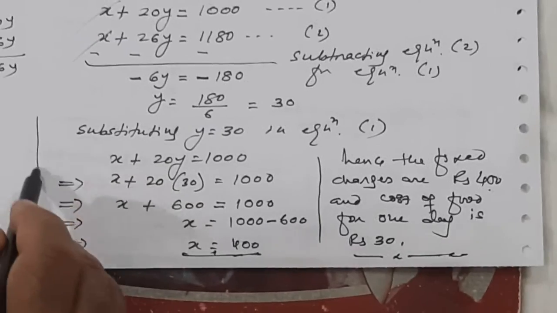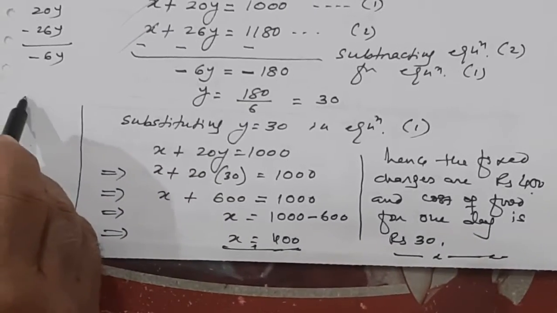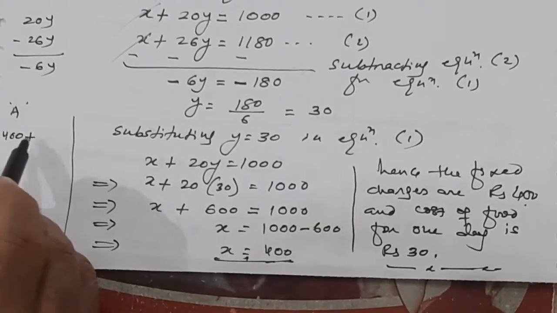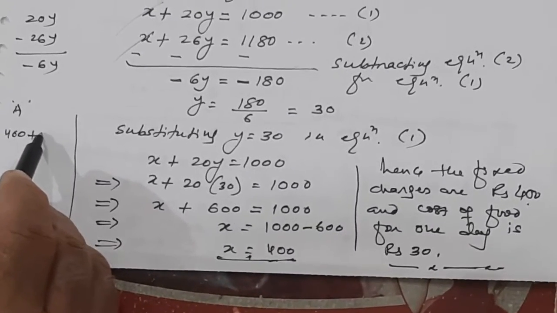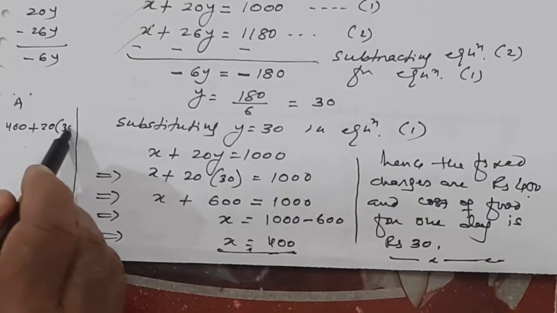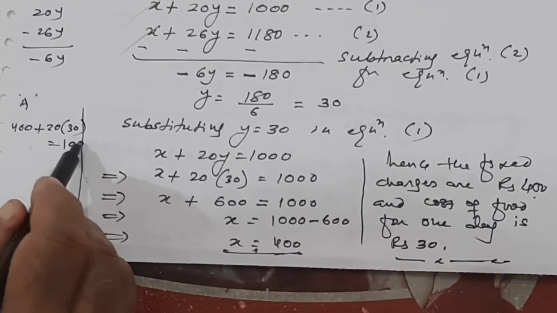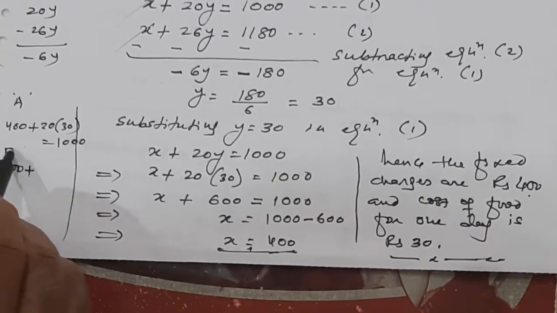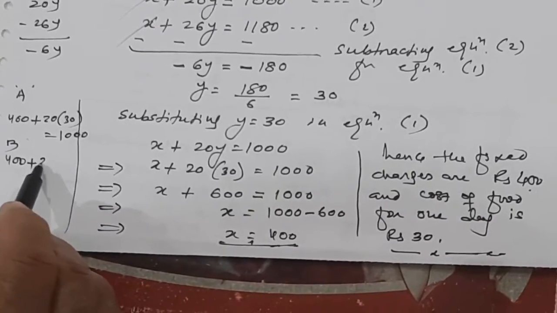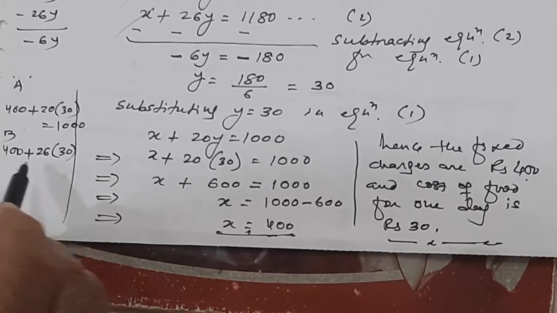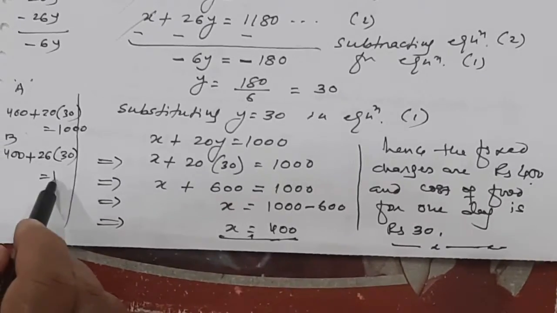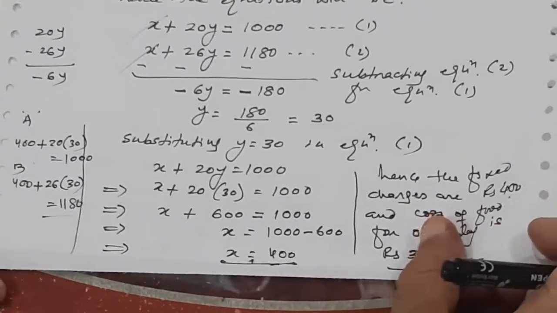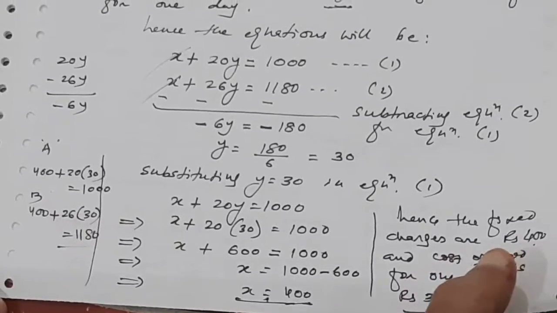Now you can check. Now for first student A, 400 fixed charges and she is taking food for 20 days. So 20 into 30, so you get 1000. Similarly 400 plus, for student B, she is taking 26 multiplied by 30, you will see that it is 1180. So that is the answer, checking, how to check the answer.